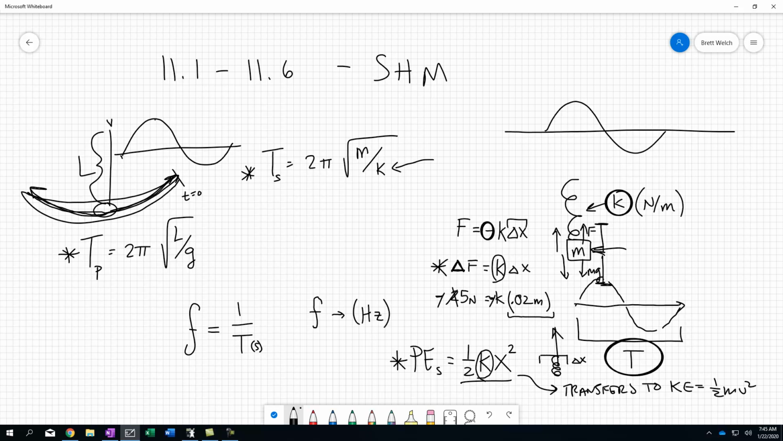So let's say that your period for something is 1/2 a second. It completes a cycle in 1/2 a second. So if T equals 0.5 seconds, then the frequency is 1/0.5, and that comes out to be 2 hertz.